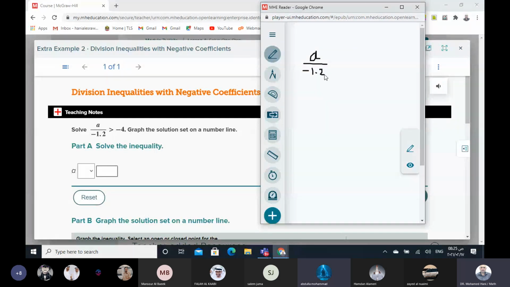Mr., the answer a is 2.8 and to the positive side, means to the bigger side. Thank you, Abdullah. Who has a different answer?